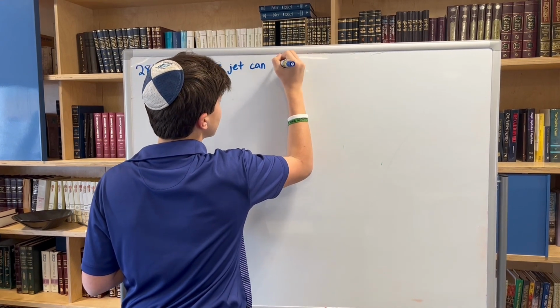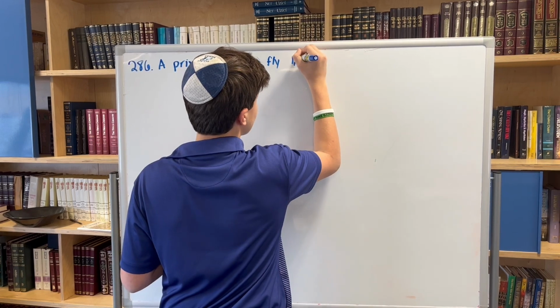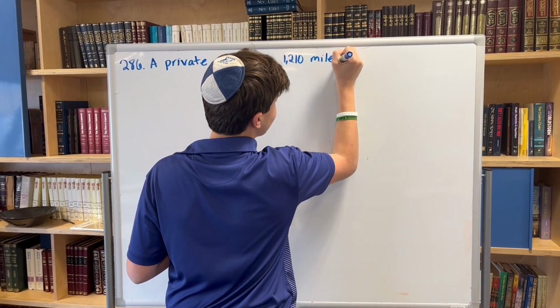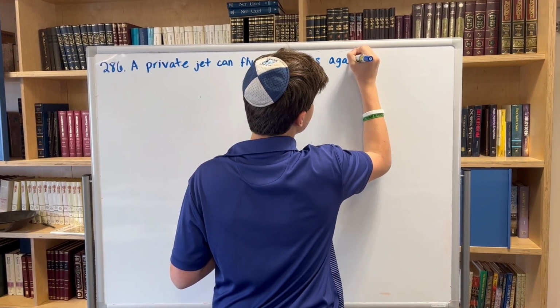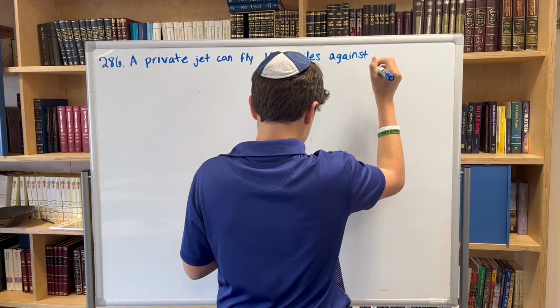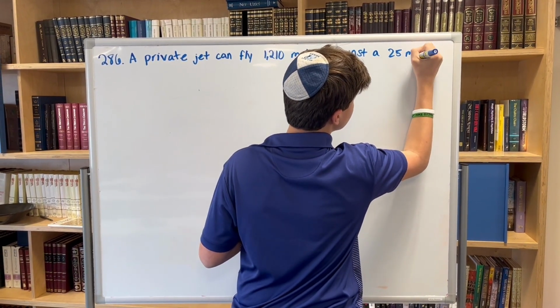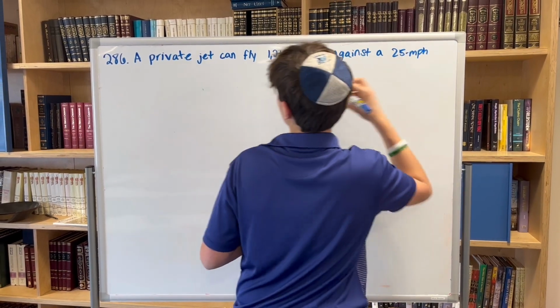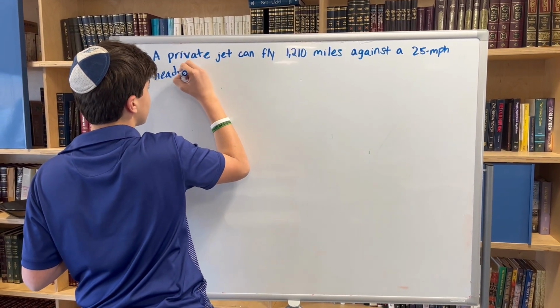A private jet can fly 1,210 miles against a 25 mile per hour headwind.